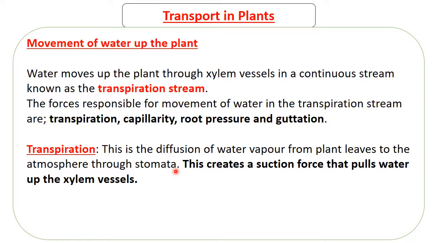So transpiration can be likened to sweating in animals. Water in the leaves diffuses out of the leaves through the process of transpiration. So how does this help in the movement of water up the xylem vessel? The diffusion of water from the leaves to the outside creates a suction force that pulls water up the xylem vessels.